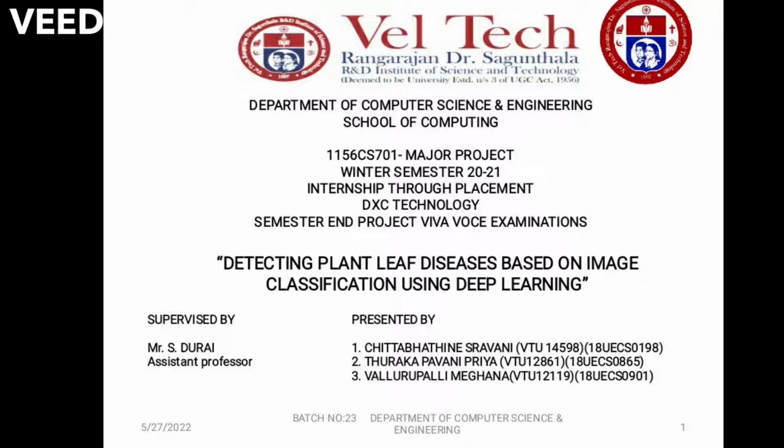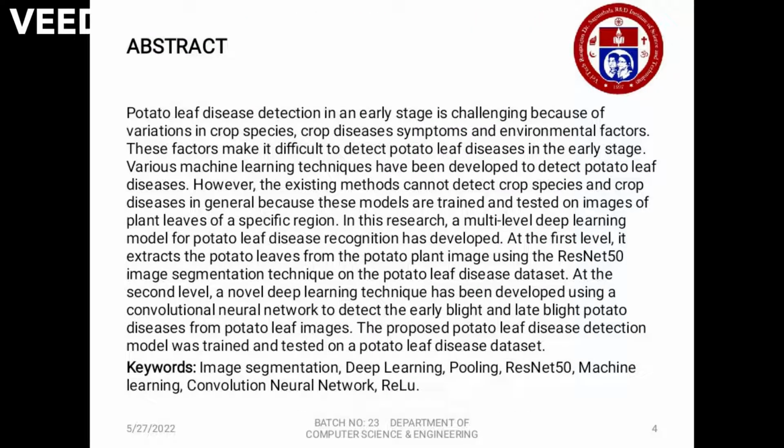Now I am going to explain detecting plant leaf diseases based on image classification using deep learning. Abstract. Potato leaf disease detection in an early stage is challenging because of variations in crop species, crop diseases, symptoms, and environmental factors. These factors make it difficult to detect potato leaf diseases in the early stage.